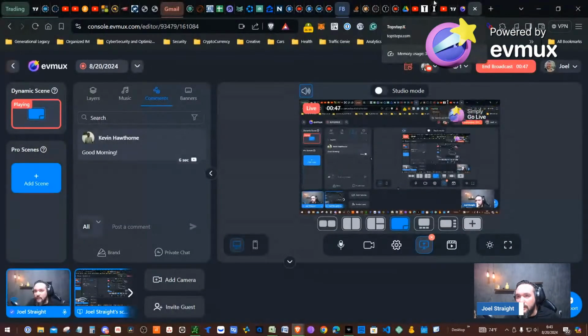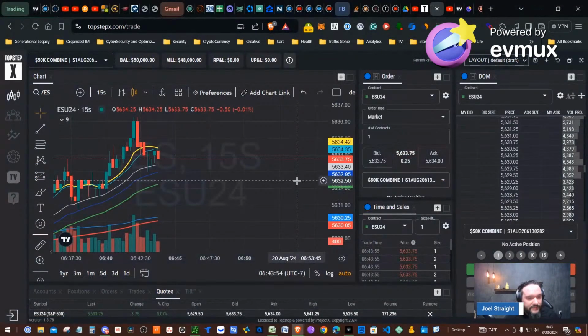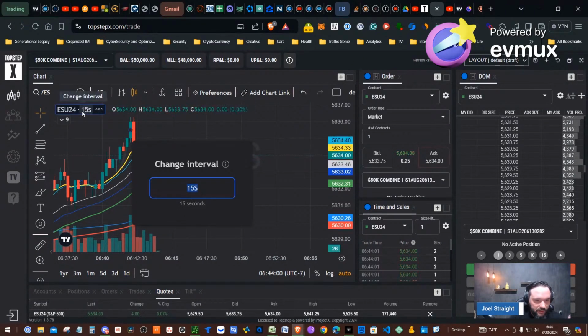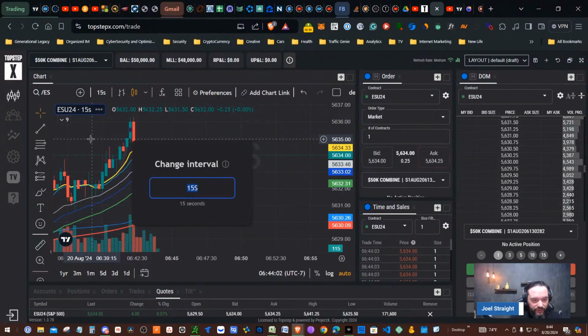So I'm working on putting that together, and I've got most of my indicators set up on the new charts. I'll just show you what I got so far. Here's the Top Step X account. Now, some of the things I'm trying to figure out is when I go to the... Oh, there you go. Oh, I didn't have that option before.